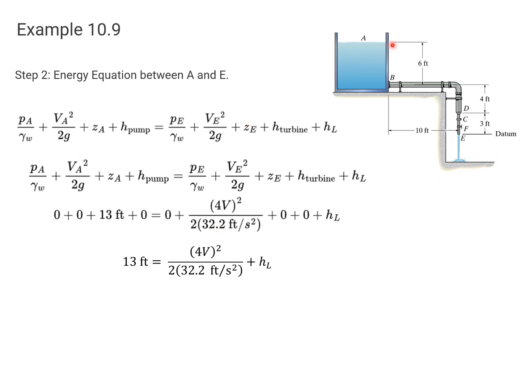Next, we can use the energy equation between A and E. Here again, we write down the energy equation, and we have our head loss terms that we have to look at. The pressure at A is 0. The velocity at A is 0. Our reference level is going to be at E. So you have 3 feet, 4 feet, and 6 feet, which makes 13 feet. Z at A is 0.